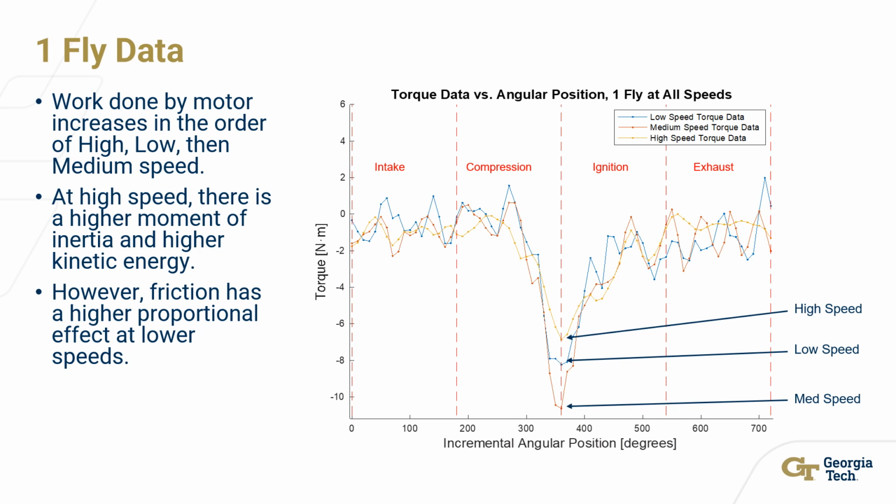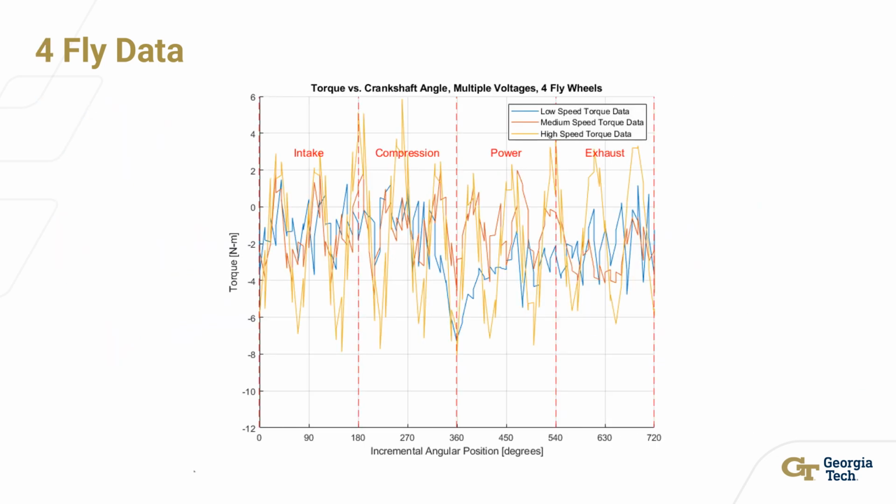However, between low speed and medium speed, the work of the motor must increase as the RPM increases. This is due to the fact that the friction has a higher proportional effect in the system at lower speeds. This is our 4-fly data. As you can see, the low-speed data in blue looks like a normal cycle. In comparison, the medium and high-speed data does not have the normal torque trough expected in an engine cycle. Thus, this data was not used for further analysis. This will be addressed later in the presentation.